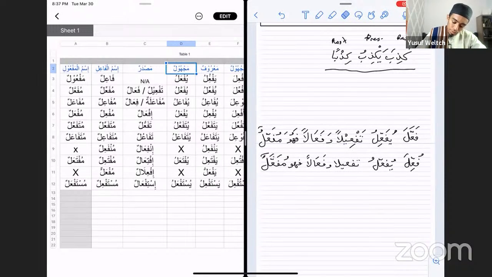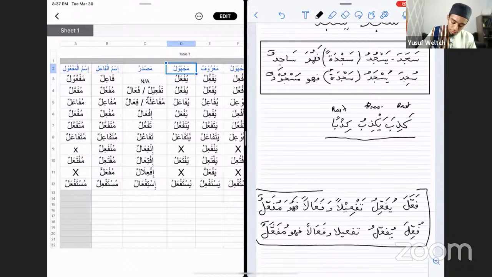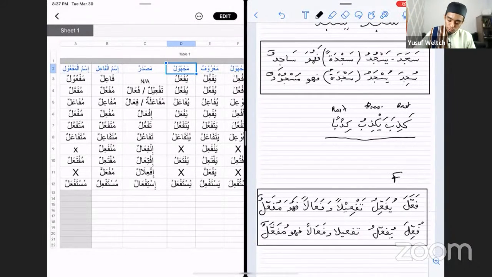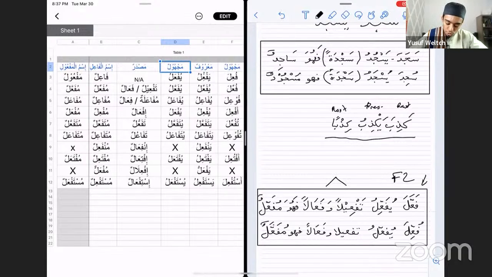Okay, so here we have the chart for form 1 and we have the chart for form 2. Let's try to make this presentable. Okay, so this is form 2. Okay, so form 2, again, there are two things that are different. One is there's a tashdid on the middle letter, throughout all of the different variants. And then this is one of the two unique forms that has more than one root noun.